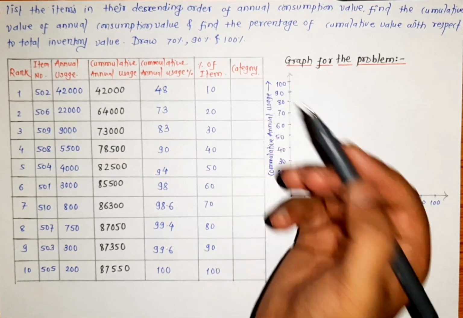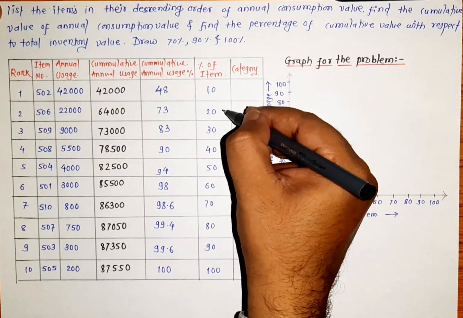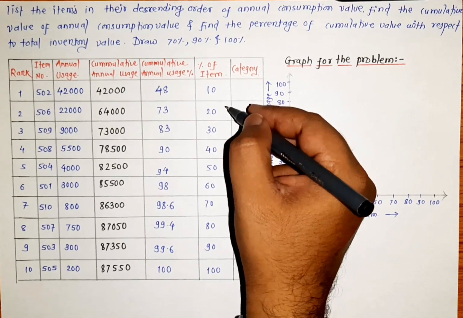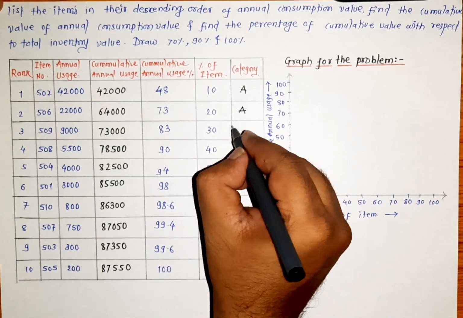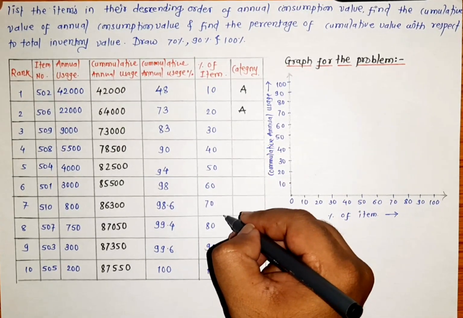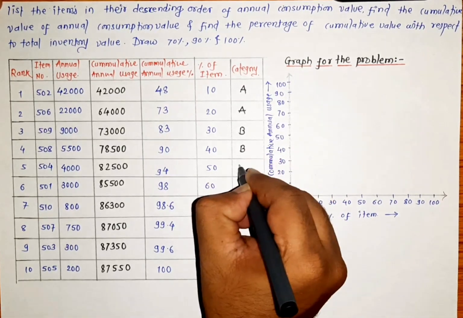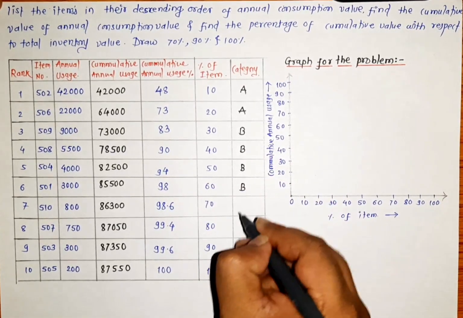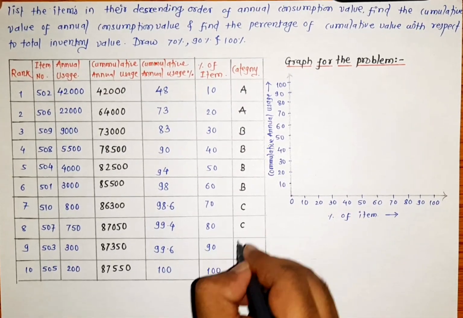Now we have to give the category. So here first 20%, it will be our A category. The next 30 to 60, it will be our B category, and 70 to 100, it will be C category.